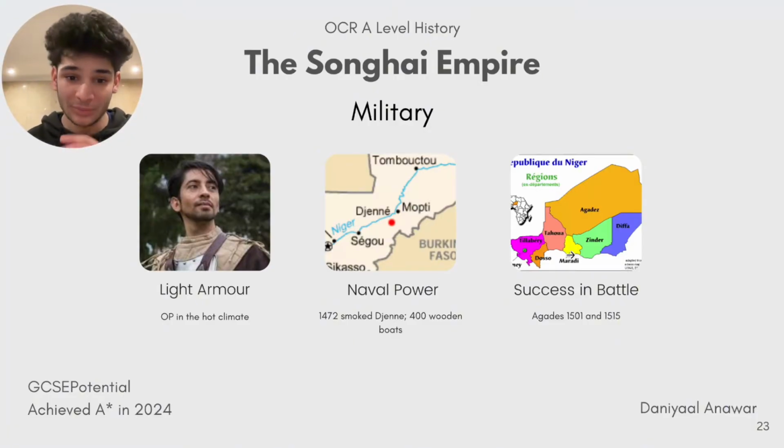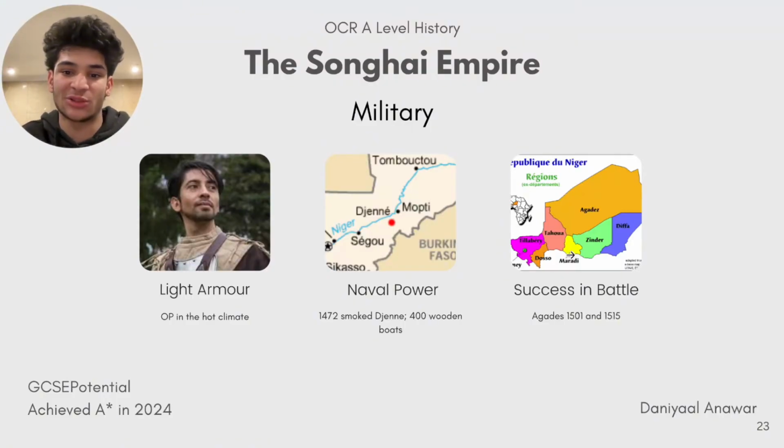Second thing, naval power. In 1472, Songhai smoked Djenne, okay? Smoked them. And they had 400 wooden boats which they used to smoke Djenne. What I mean by smoked is basically took out the people who were already there and took over the land. So it took them 7 years, 7 days, and 7 months, so a lot of time. But because of that naval power, they were able to do so. Those wooden boats allowed them to sort of, I think the word is siege the area, which means they sort of encapsulated them, cut off all access to food, water, etc., which is very dodgy by modern day standards. But there we go. That's what they did back then.